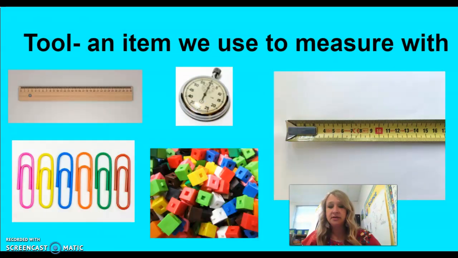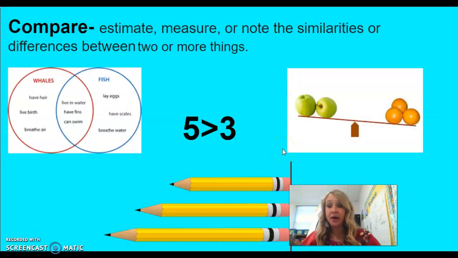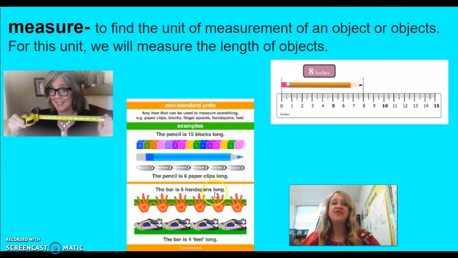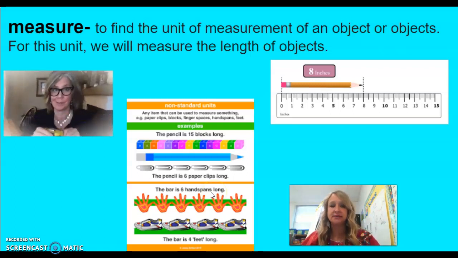Tool. Say tool. Tool is an item we use to measure with. We can use a ruler, paper clips, stopwatch, cubes, or a tape measure. Compare. Say compare. We can estimate, measure, or note the similarities or differences between two or more things. We can compare whales and fish, 5 and 3, apples and oranges, or the lengths of different objects. Measure. Say measure. That is to find the unit of measurement of an object or objects. For this unit, we will measure the length of objects.